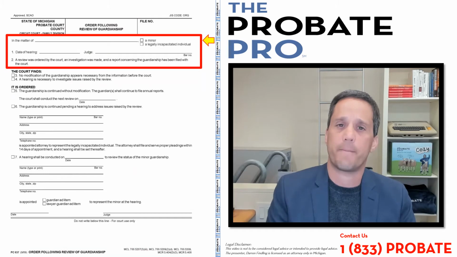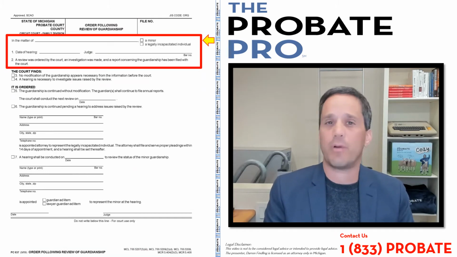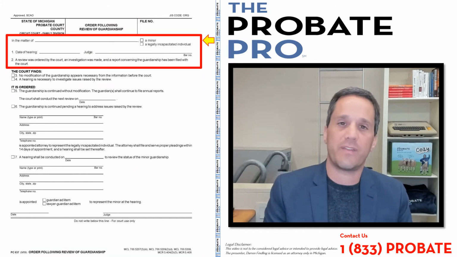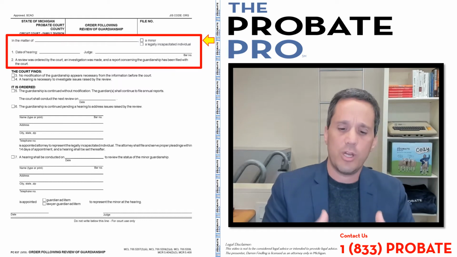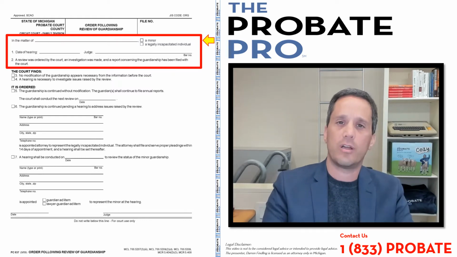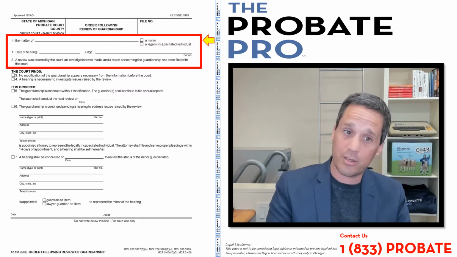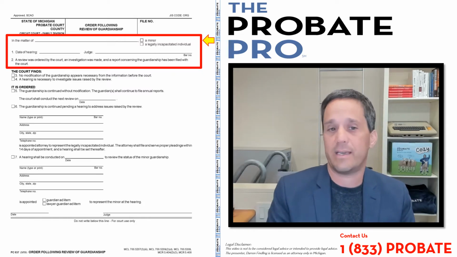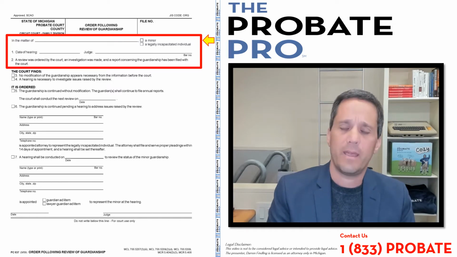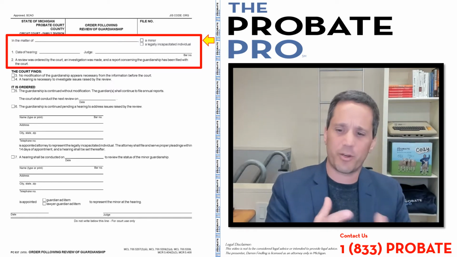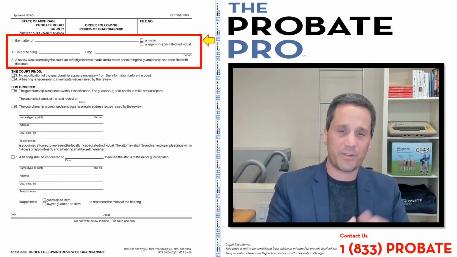As you can see in the red box, I've highlighted the order, and it's following the review of guardianship. At the top, the "in the matter of" is simply the name of the person that's affected by this guardianship. So who is the guardianship over? And then the little check boxes on the right: is that person a minor or a legally incapacitated individual, which is an adult?